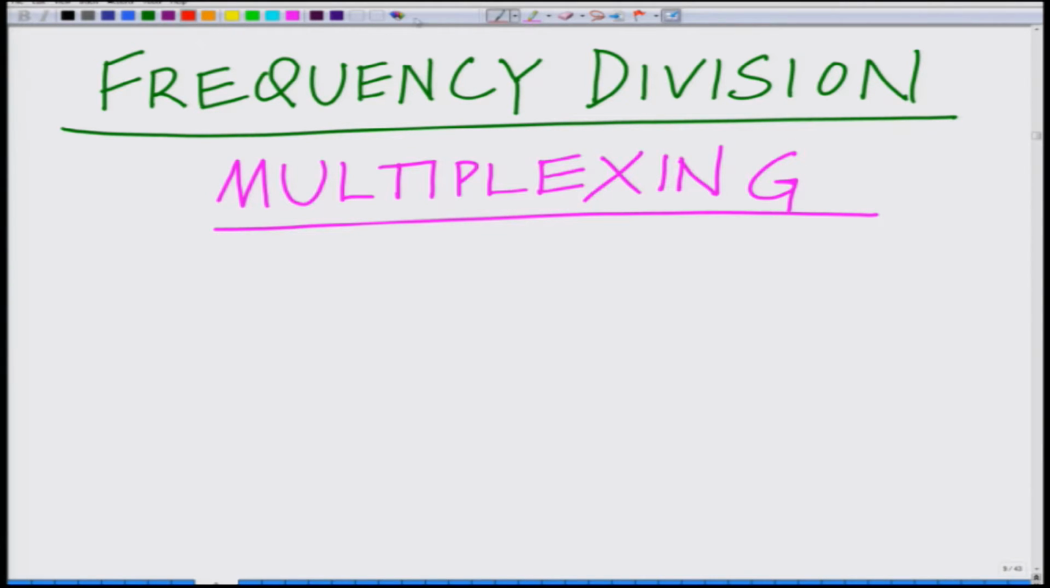Notice that we have this term which is called multiplexing. What is the meaning of this term multiplexing? Multiplexing means multiple signals are combined into a single composite signal for transmission over the channel. Thereby you are using the same channel for the transmission of not a single signal but multiple signals.